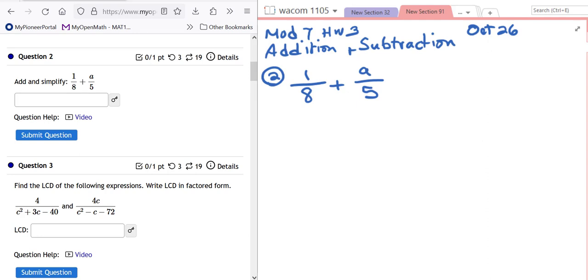All right, so we're going to add and subtract these fractions. Our first job is to find the common denominator. So you want to find the least thing that both of these will divide into. So 8 and 5. I always test the biggest one to see if 5 will go into 8. And it will not.